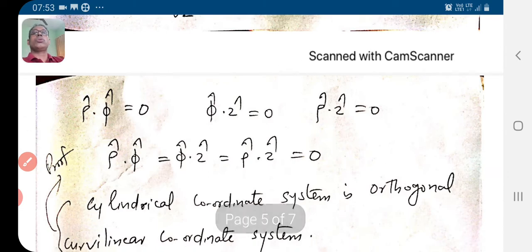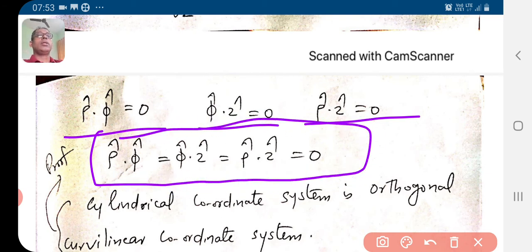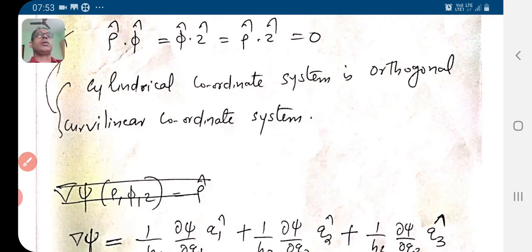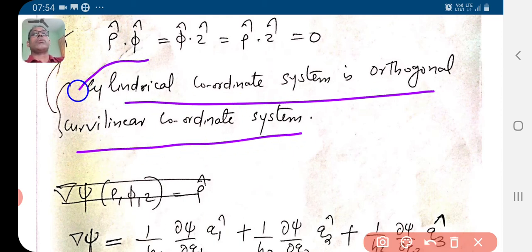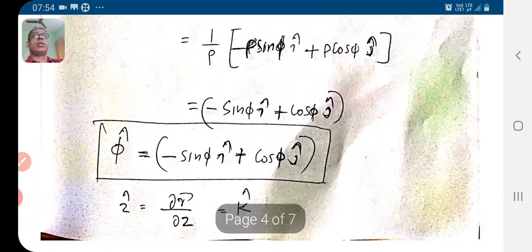Same way we can show that phi dot z is 0, rho dot z is 0. So rho dot phi, phi dot z, rho dot z, all equal to 0. So the cylindrical coordinate system is orthogonal. The cylindrical coordinate system is a curvilinear coordinate system that is an orthogonal one. And we might be asked to prove that the cylindrical coordinate system is orthogonal.